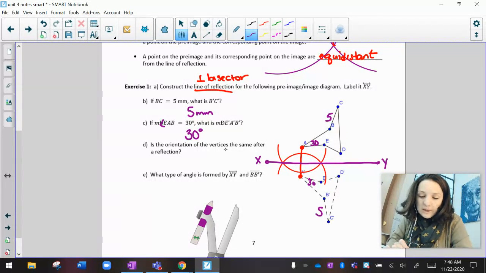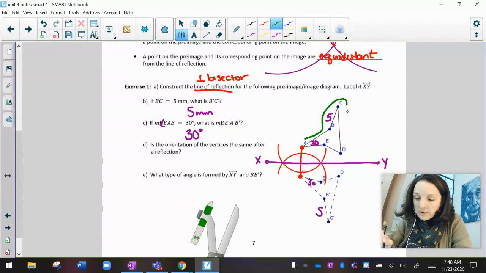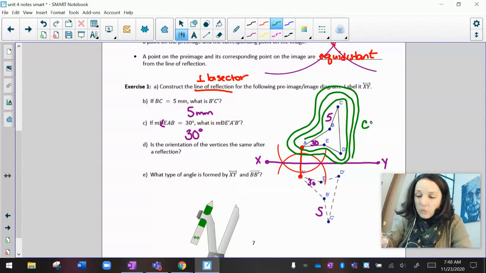Is the orientation of the vertices the same? Orientation of vertices means when you name them, do you go clockwise or counterclockwise? So when I say A, B, C, D, E up here, I'm going this way, and that is clockwise. You don't have to draw all those lines. I just did it for effect.